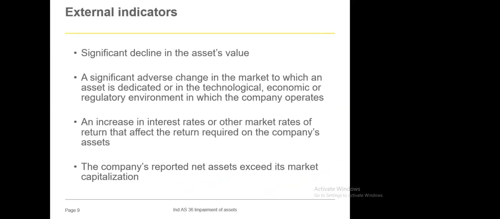Okay. Now let us understand, as per Ind AS 36, there are various internal and external indicators for assessing whether impairment is required or not. So let us first understand what all are the external indicators. First indicator is significant decline in the asset's value.